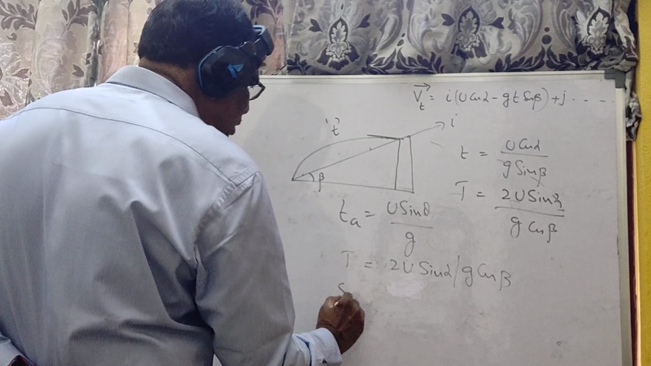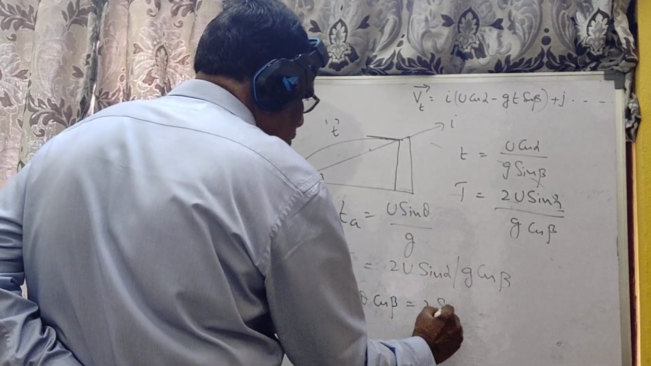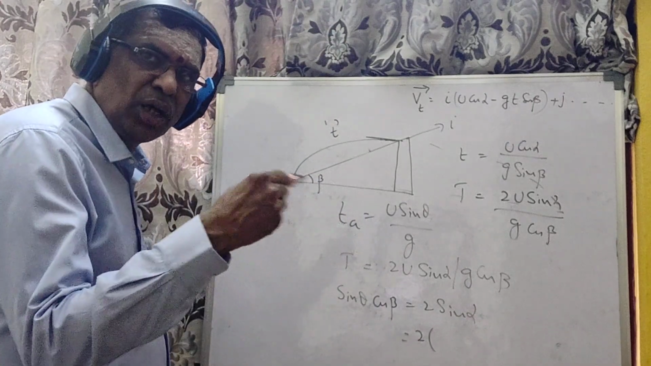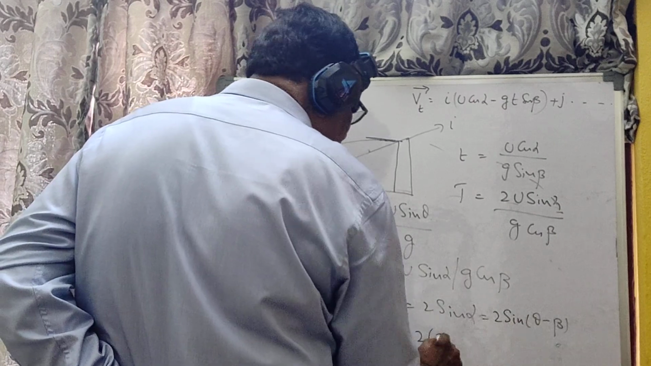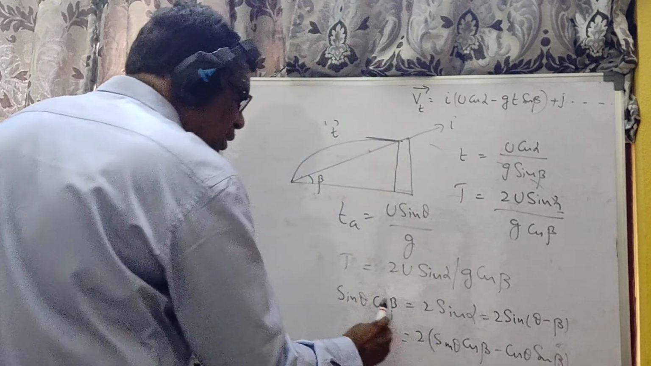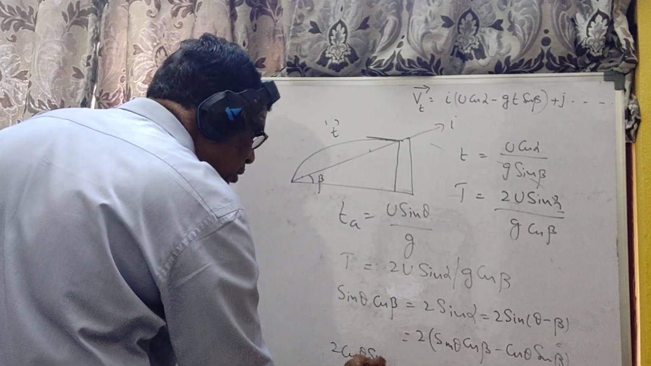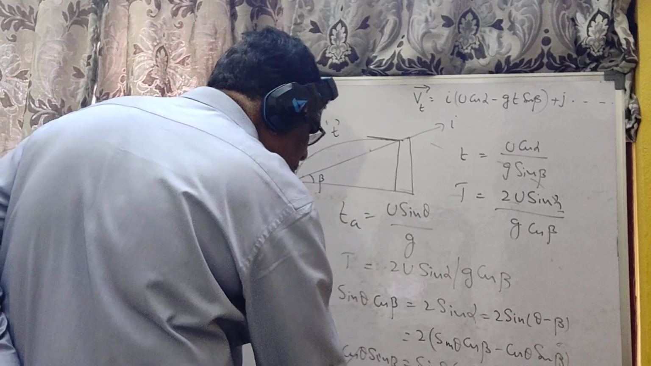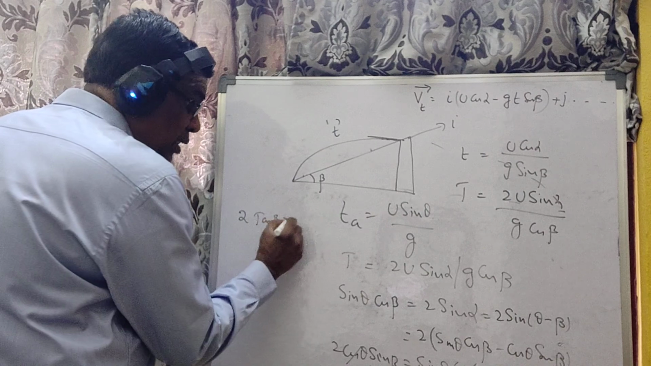u by g again gets cancelled. Sin theta cos beta is equal to sin alpha, but alpha is theta minus beta. You know, theta is equal to alpha plus beta. So sin theta cos beta equals 2 sin(theta minus beta), which is 2 (sin theta cos beta minus cos theta sin beta). You bring this onto this side, it becomes 1. So this will be 2 cos theta sin beta is equal to sin theta cos beta. Now I take it here, I bring it here. So the answer is 2 tan beta is tan theta.